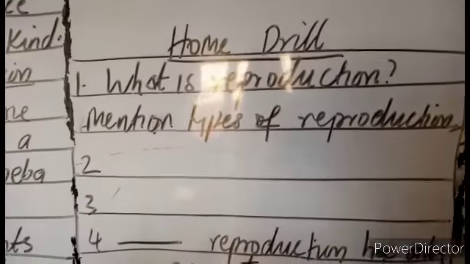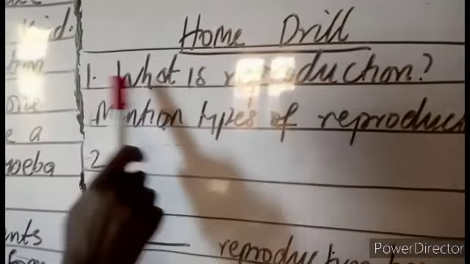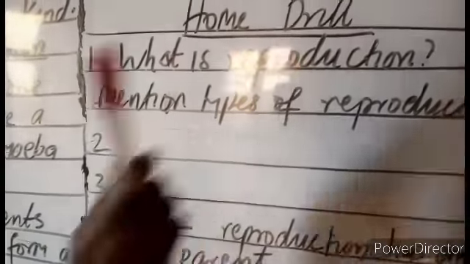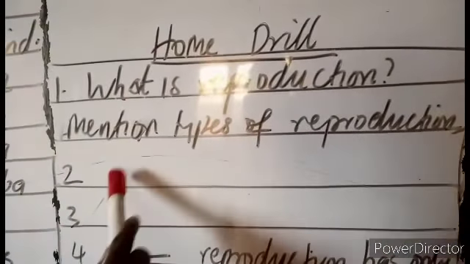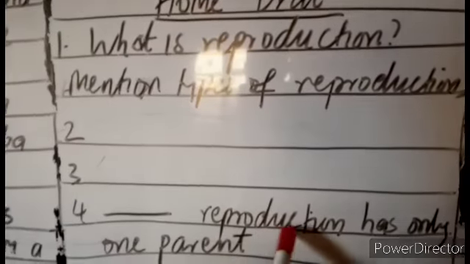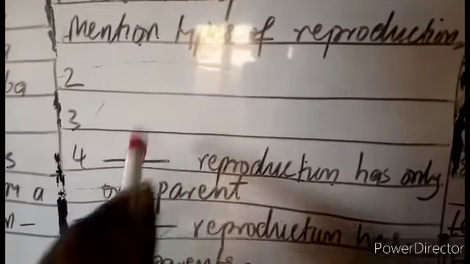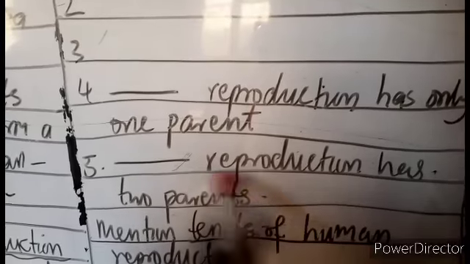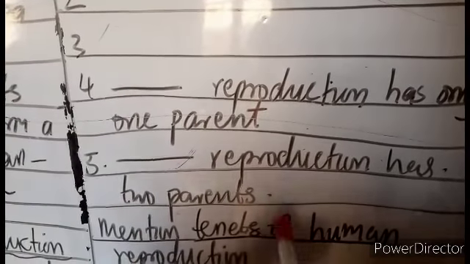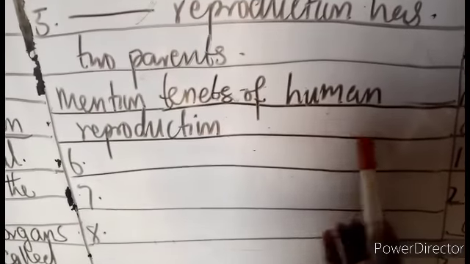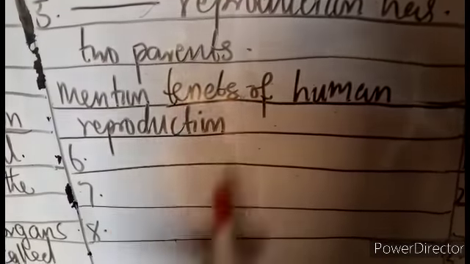Okay, then this is the homework for today. One, what is reproduction? Let me know. Two, mention the types of reproduction that we have, I've told you. Three, dash reproduction has only one parent. Let me know the type. Four, dash reproduction has two parents. Five, mention types of human reproduction. I have them: six, seven, eight. Just list three for me.